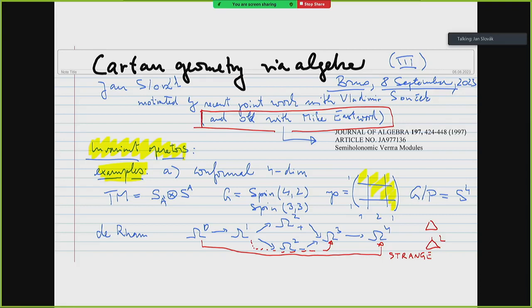So the most common example here is the conformal four-dimensional geometry. We have seen that, at least in the complexified picture or in the split signature picture, it's given in such a way that the tangent bundle is identified with a tensor product of two-dimensional bundles, together with identifying their top forms. And so it's like with all the Grassmannians we've been seeing here several times.